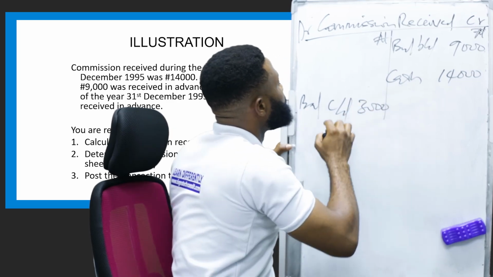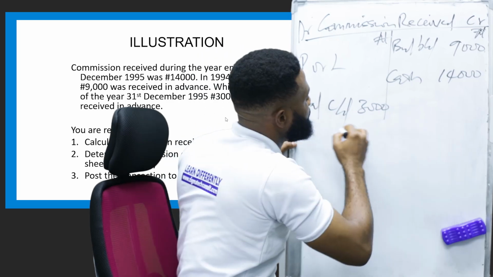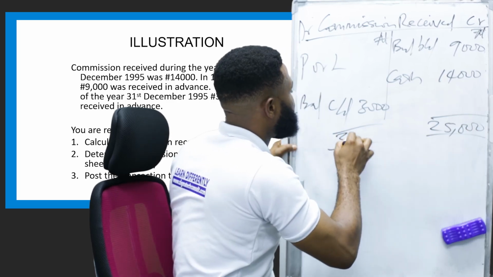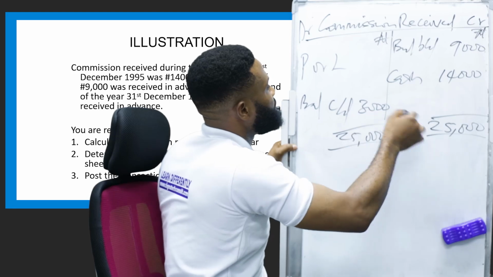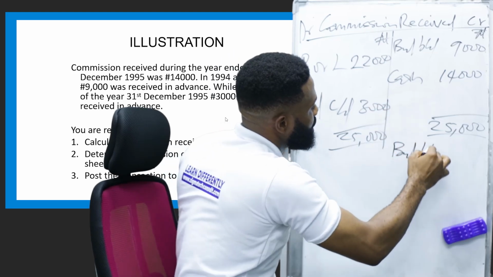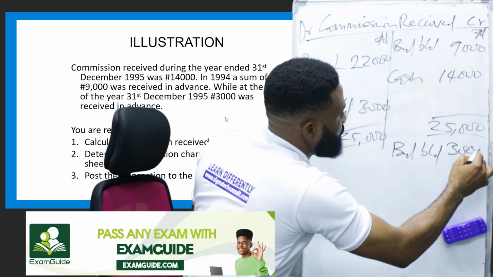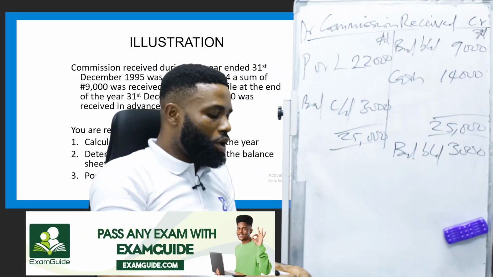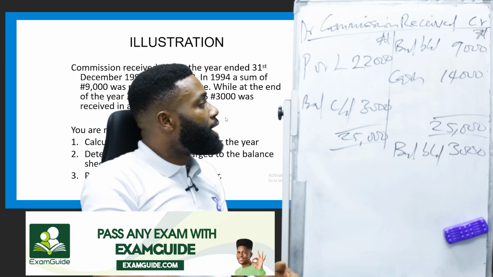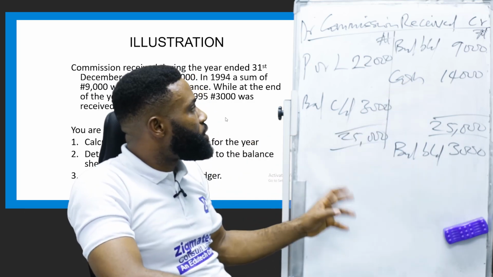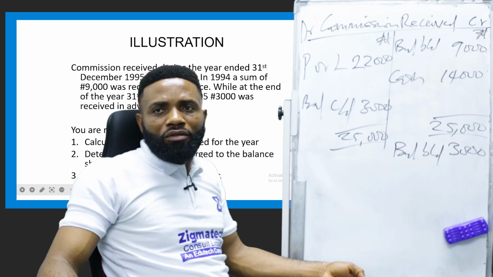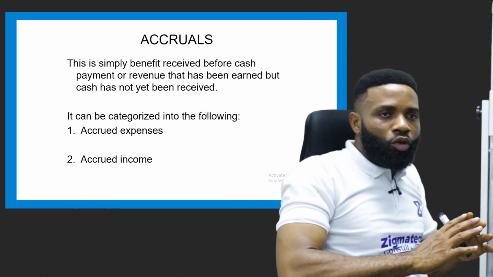So your profit or loss account is simply you add this side, which is 25,000, and then 25,000, subtract 3,000 from 25,000, you have 22,000. And then your balance brought down is 3,000. So this 3,000 is what will be taken to your balance sheet, which is your statement of financial position, and then your commission received for the period that will go to your profit or loss is what? 22,000.